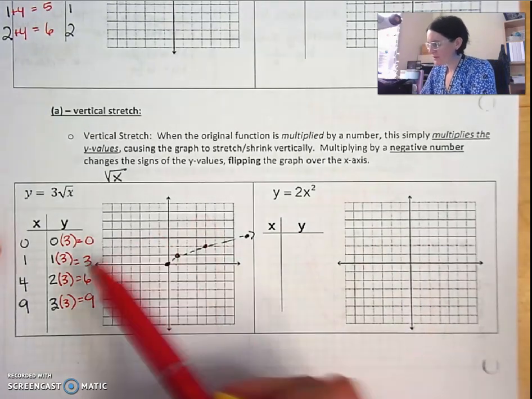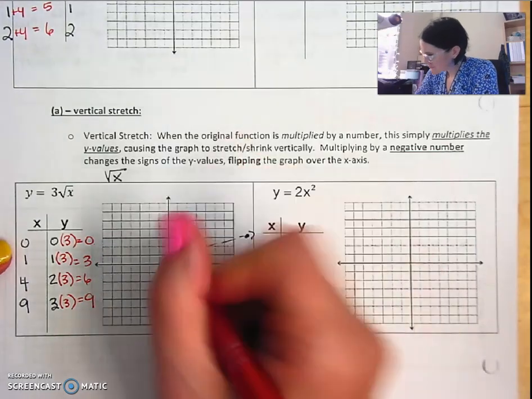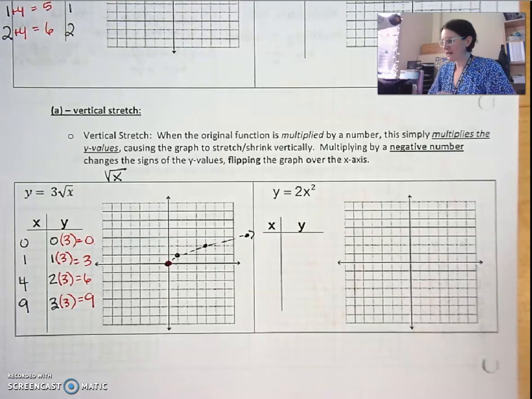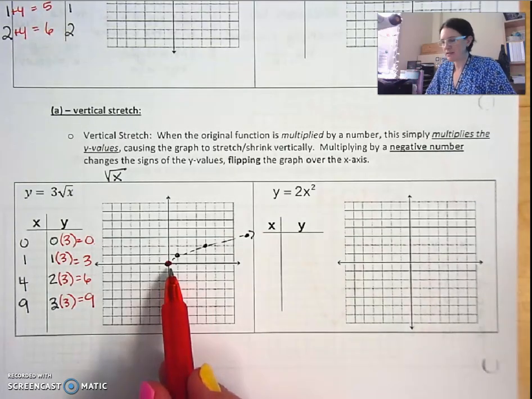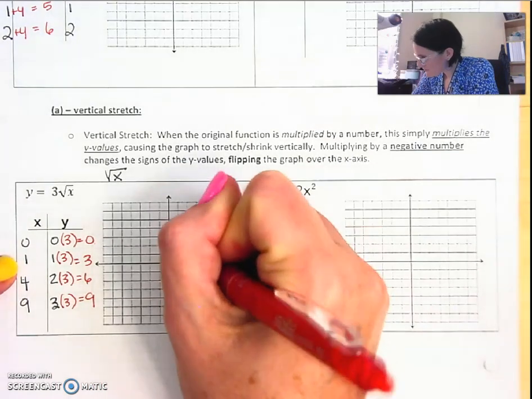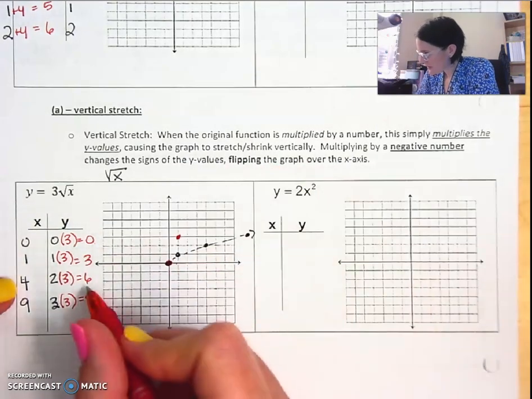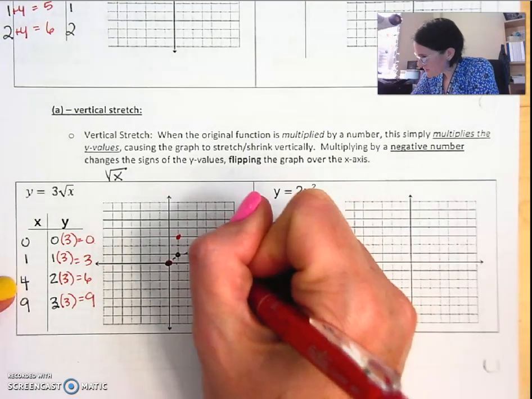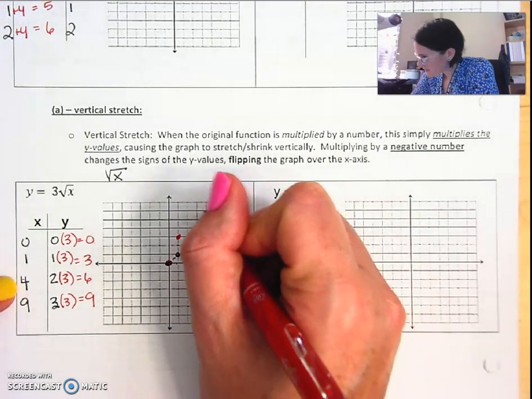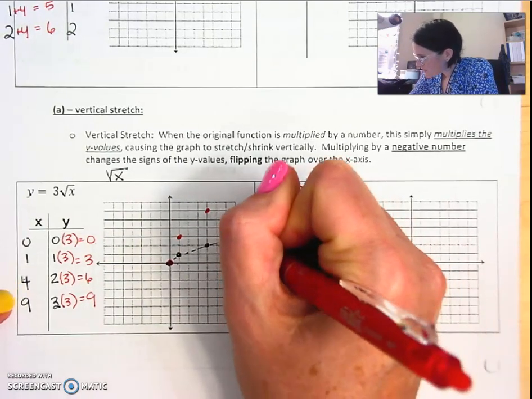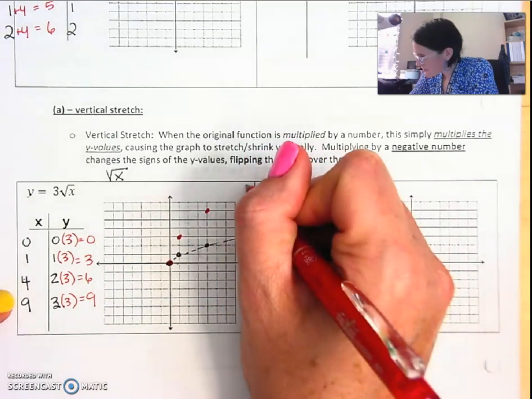So now my new points, I have one at 0, 0. Okay, so this is not a shift left and right or up and down. So the 0, 0, that's why it stayed the same. So then my next point is 1, 3. My next point at 4, the y value is now, instead of at 2, it's at 6. And then all the way over here at 9, it's up here somewhere.